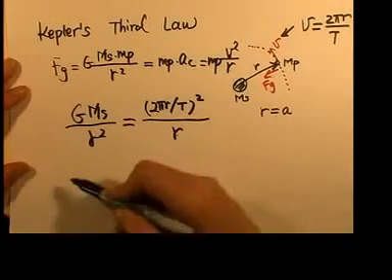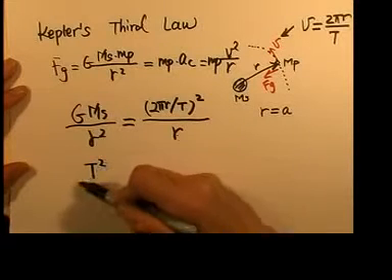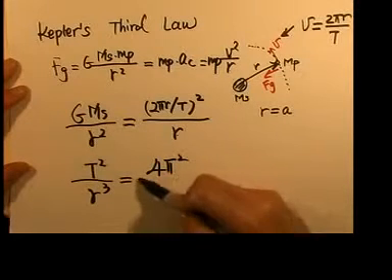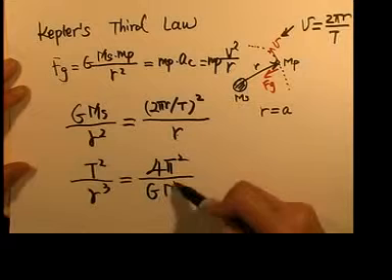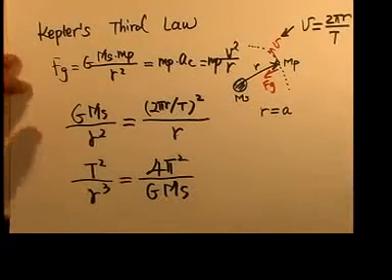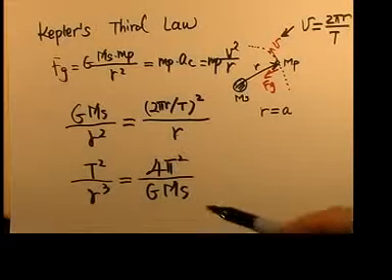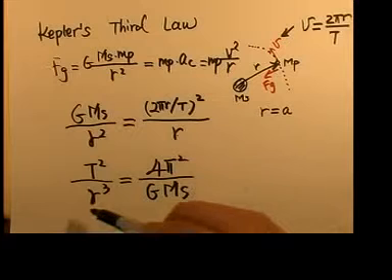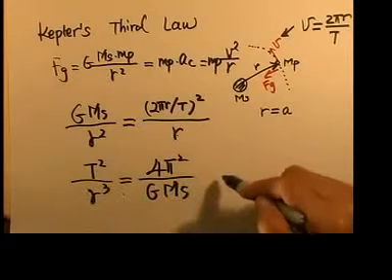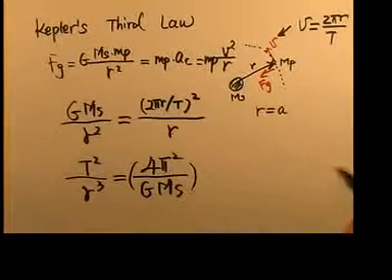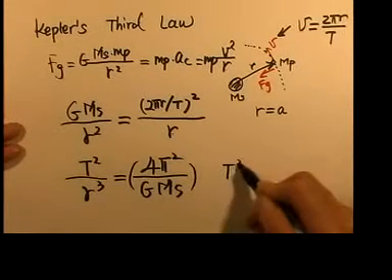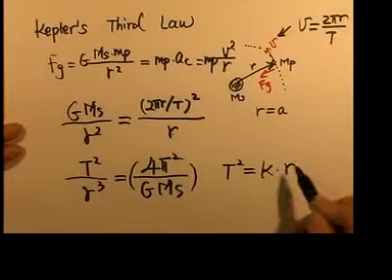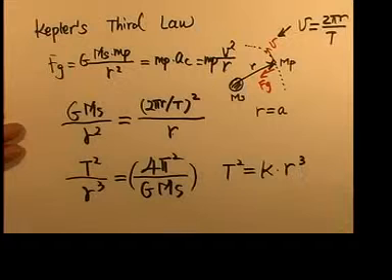If we combine everything, the result comes out as T squared over r cubed equals 4 pi squared divided by capital G, mass of the sun. This is the so-called law that the square of the orbital period of any planet is proportional to the cube of the orbital radius. If you move this term over here, then it's proportional because this is a constant. So we can express it this way: T squared equals a constant k times the orbital radius cubed.